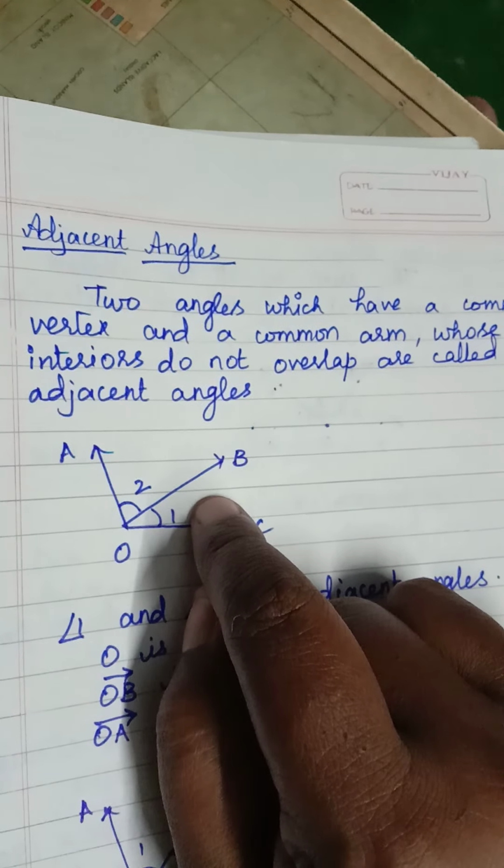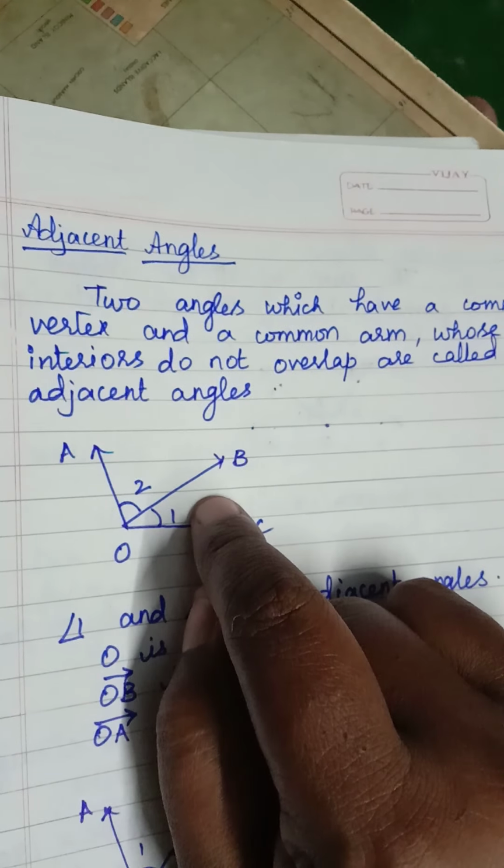See here, angle 1 and angle 2 are adjacent angles. The common vertex is O, the common arm is OB, and the interiors of 1 and 2 do not overlap each other. Angles 1 and 2 are adjacent angles. O is a common vertex, OB is a common arm, OA and OC are the two other arms.